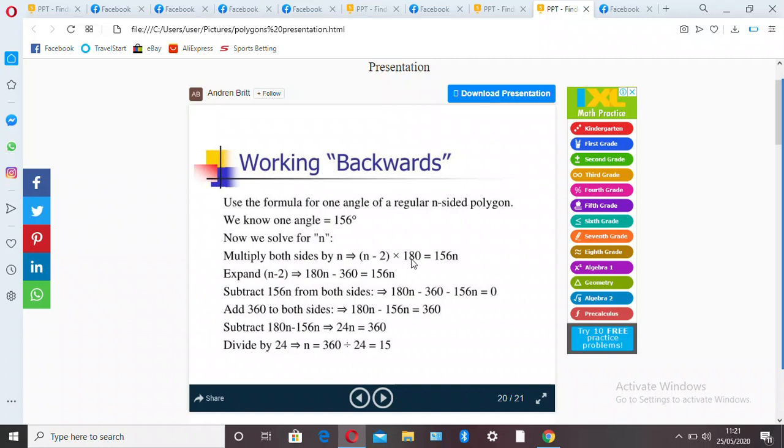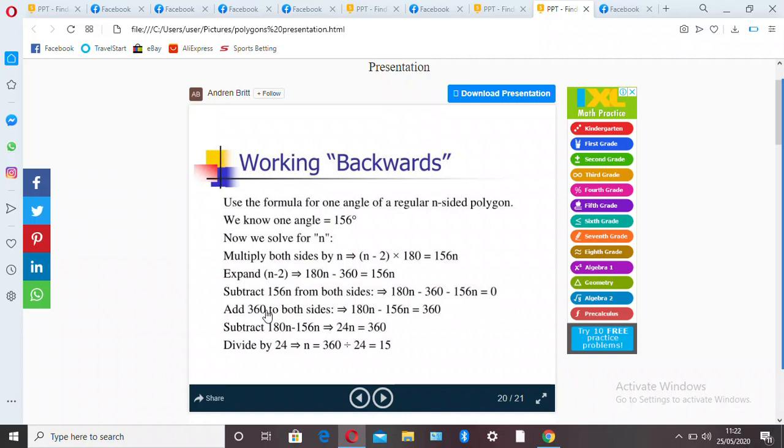So n minus 2 times 180 over n equals 156. What am I going to do? I will multiply both sides by n. So I have n minus 2 times 180 is equal to 156n. When I expand, n times 180 will give me 180n, minus 180 times 2 will give me minus 360, is equal to 156n. I'm going to collect my like terms here. Now I'm sure you'll be able to do that. I'm going to subtract 156n from both sides. So I have 180n minus 360 minus 156n is equal to 0.